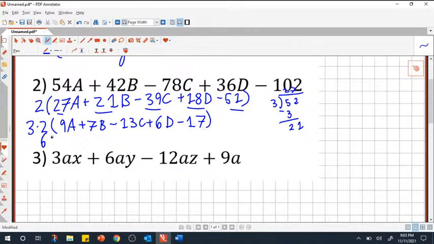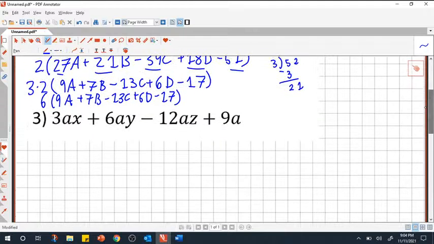But then, of course, the 3 times 2 needs to become 6. So the final answer is 6, open parentheses, 9a plus 7b minus 13c plus 6d minus 17. Voila, c'est fini.